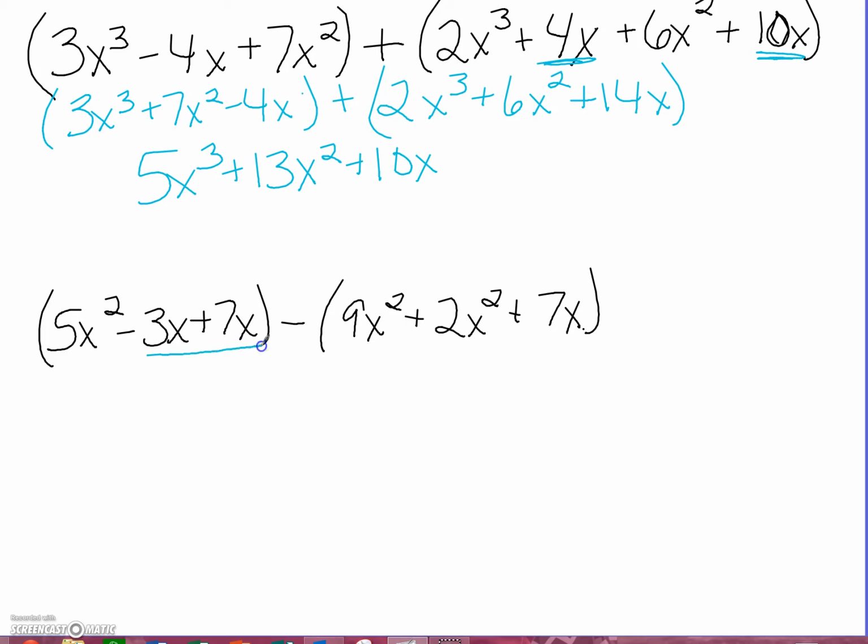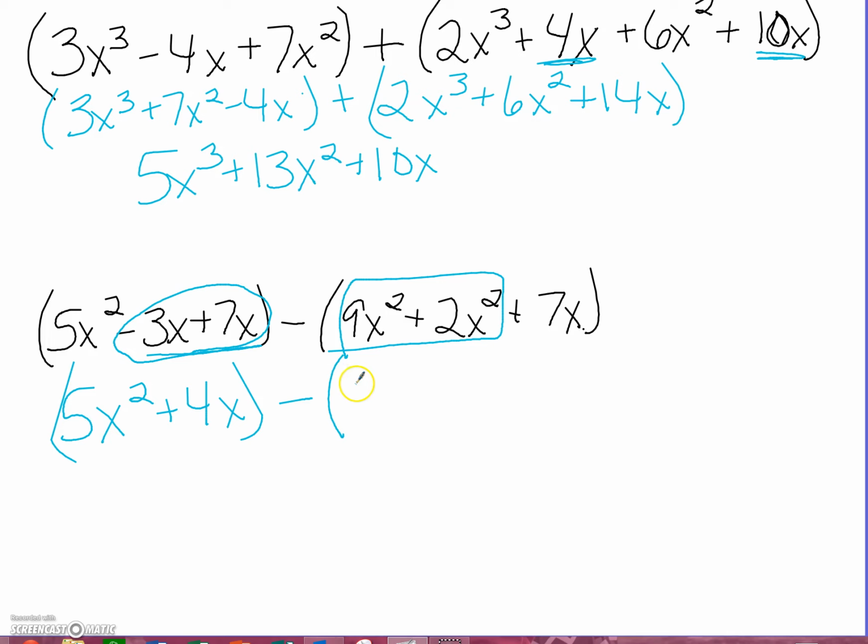Last example. Notice again, we have like terms within each other, so we can go ahead and get rid of those. So combine like terms within your parentheses first if you have to. You should end up with this. Minus, notice we have like terms over here to go ahead and combine. Then 5x squared minus 11x squared should give me negative 6x squared. 4 minus 7x gives me negative 3x.